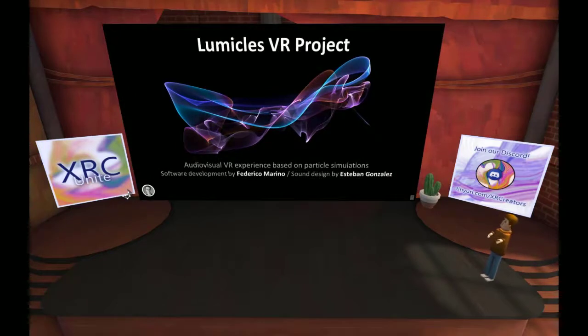Finally, I'm going to talk about the Lumicles VR project. This is a project I've done in collaboration with another artist called Esteban Gonzalez. He composed some experimental music a few years ago and came to me with the idea of developing visuals for his music. And after many months of experimenting, I got some interesting results with particle simulations, which finally resulted in Lumicles VR. This project was programmed in JavaScript and WebGL, and I also used React.js to build the user interface and many other libraries to handle sound and music.